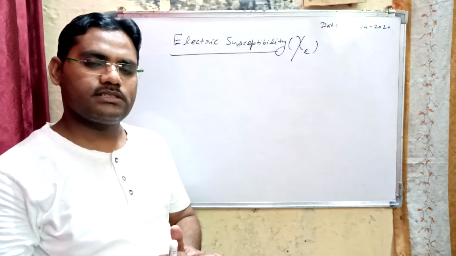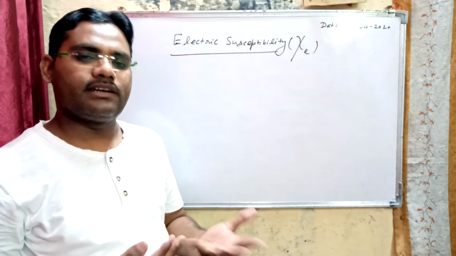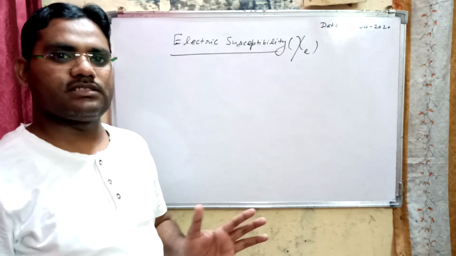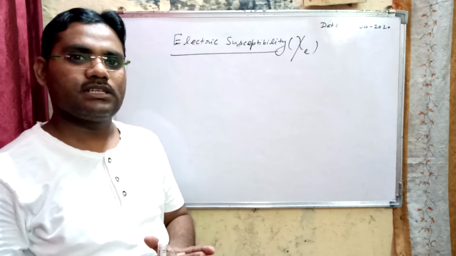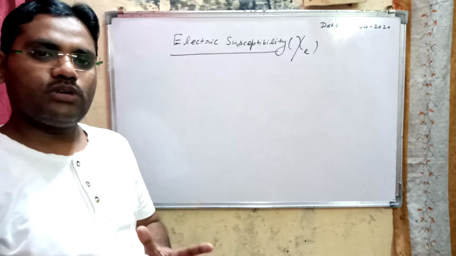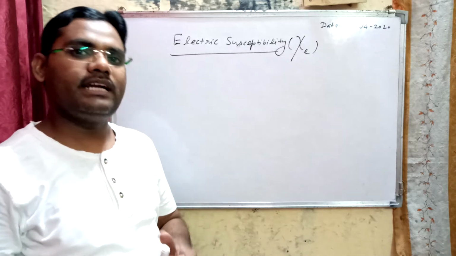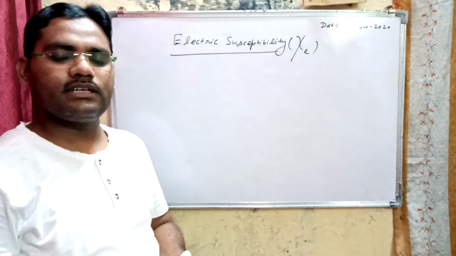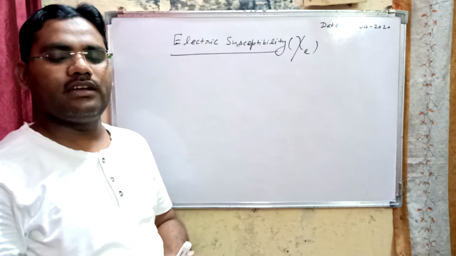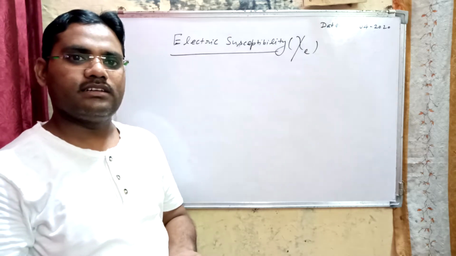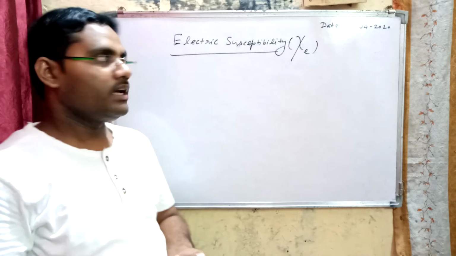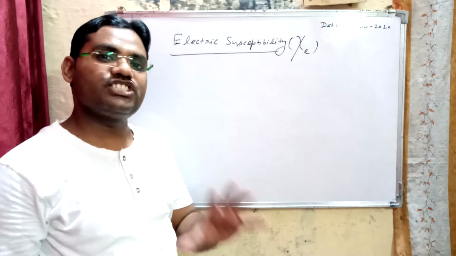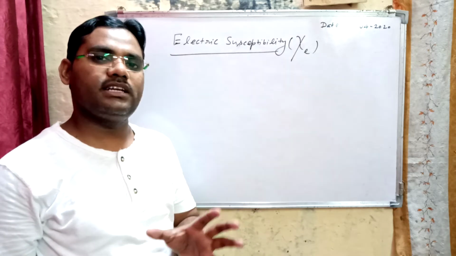When a dielectric substance, when a dielectric atom or molecule is placed in an external field, then it gets polarized. Polarized means the molecular dipoles align in the direction of the field. When the molecular dipoles of a dielectric align in the direction of the field, then we say that the dielectric gets polarized. And the electric susceptibility is a measurement of the polarizability of the dielectric material, the dielectric slab.